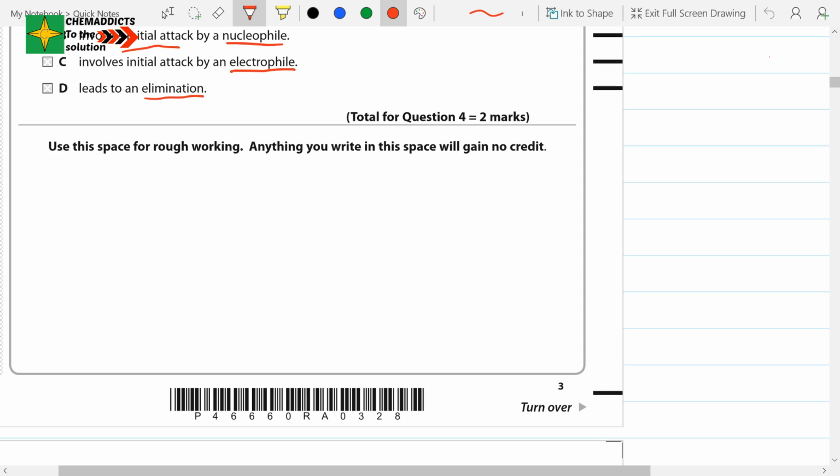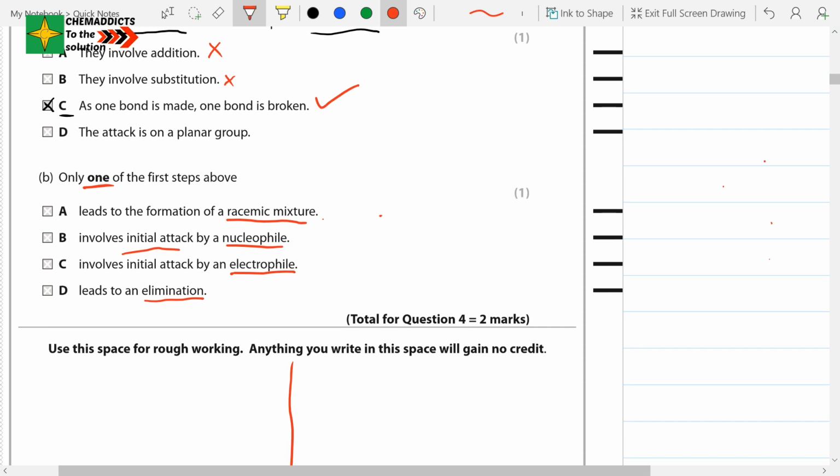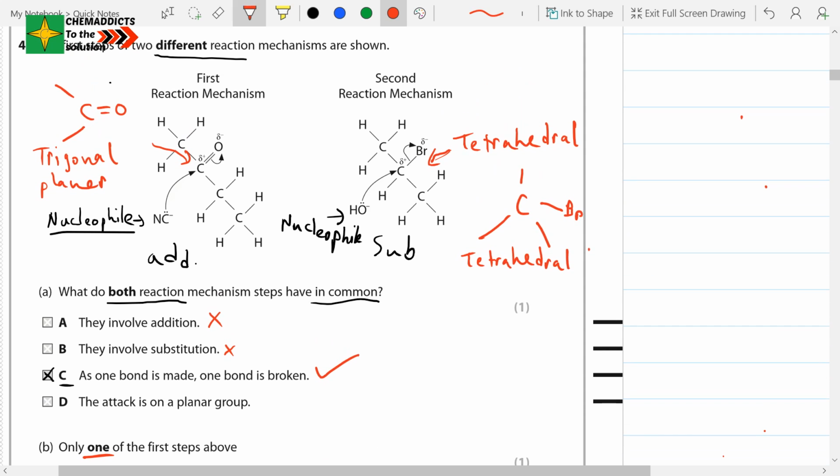So now let us compare. Well fellas, here it has one common thing, that is, both are attacked by a nucleophile. Here NC is a nucleophile, here OH is also a nucleophile. So this is one thing in common. Another thing in common is that one bond is formed over here and one bond is broken over here. Here one bond is formed and another bond is broken. So there are two similarities.